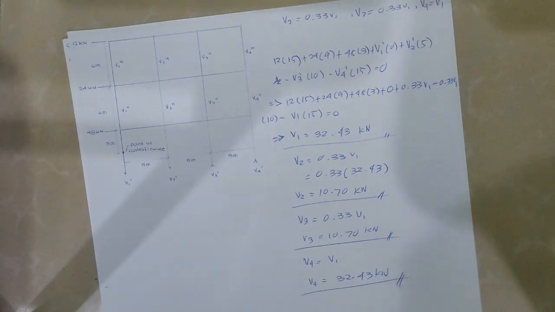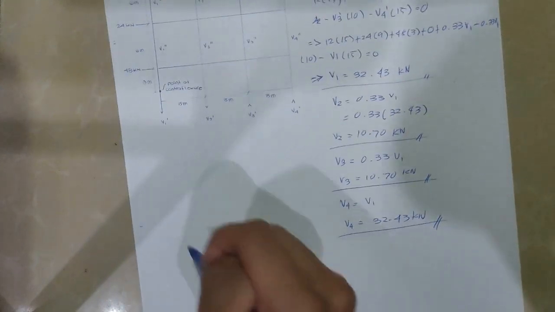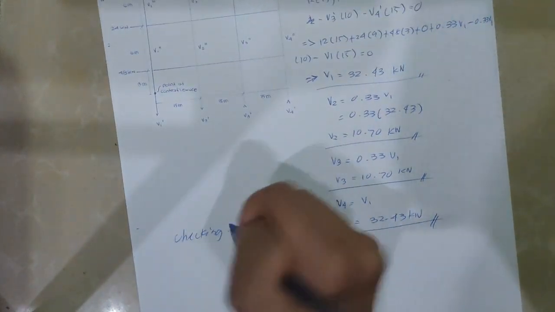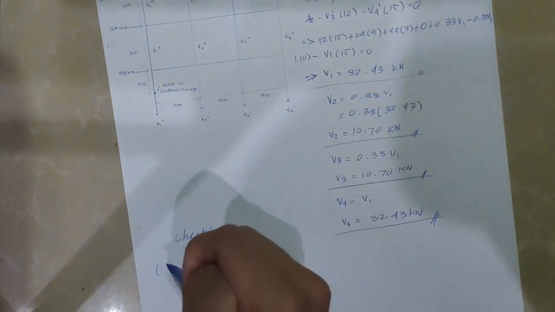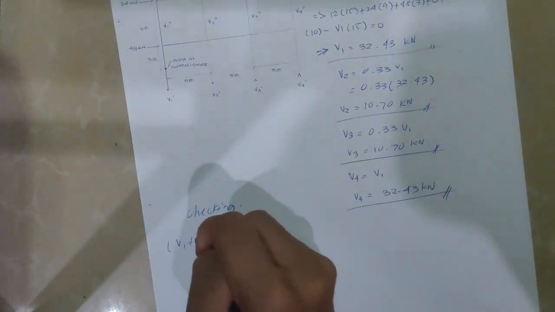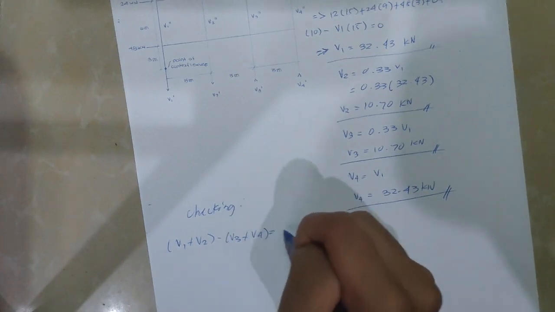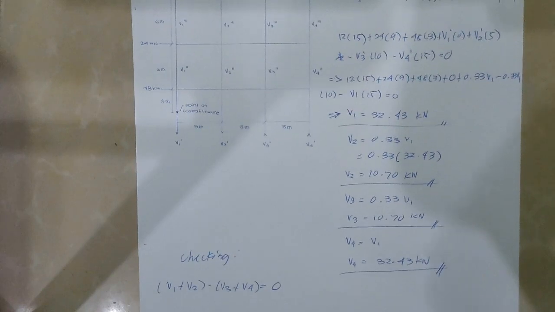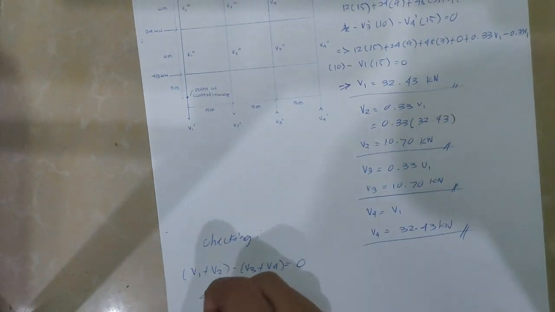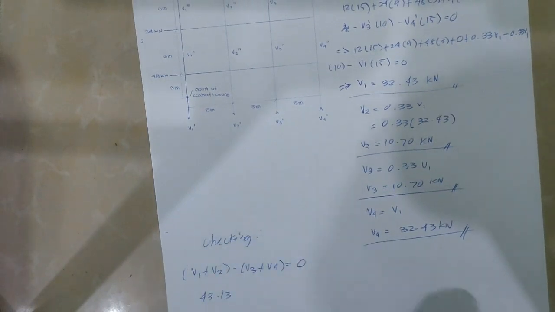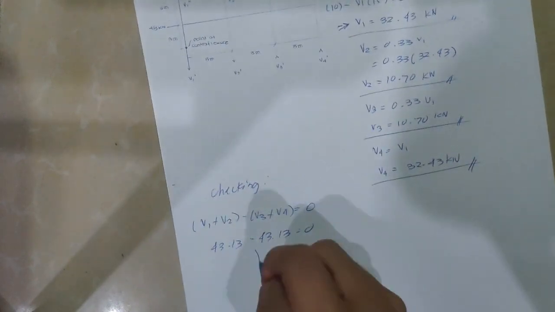So to check if what we did is correct, we have a formula for checking: V1 plus V2 minus V3 plus V4, which should equal 0. So we add 32.43 plus 10.70, which is 43.13, minus the same value 43.13, equals 0. So what we did is correct.